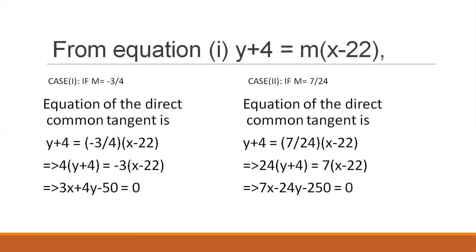And for m is equal to 7 by 24, our equation will be y plus 4 is equal to 7 by 24 times x minus 22. On simplifying which, we get 7x minus 24y minus 250 equal to 0.